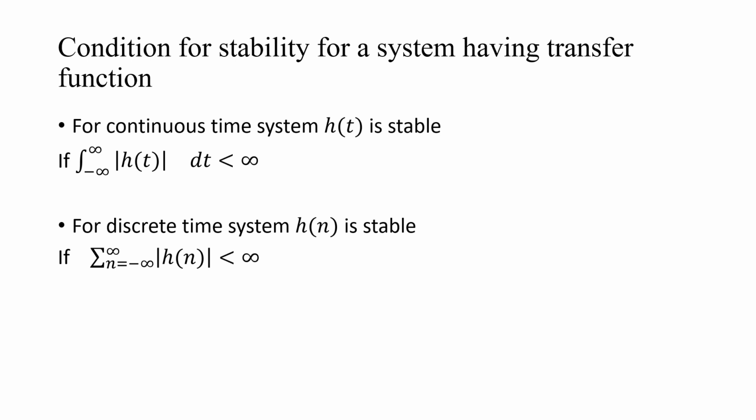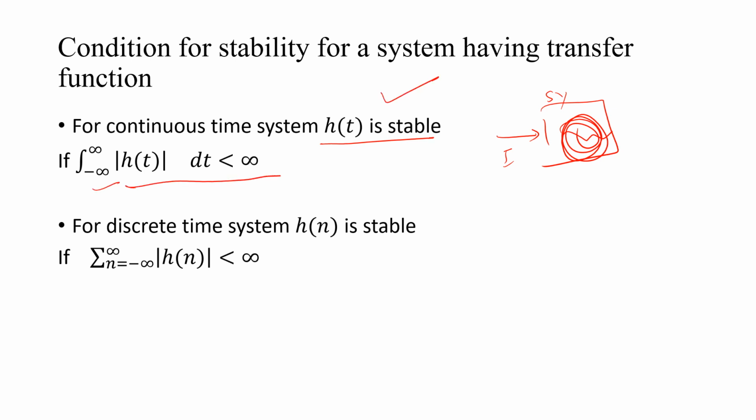So first, we can solve some questions. For that we have to say, for a continuous time system, what is the transfer function? We give an input to the system, and the system has some function that is called the transfer function. For a continuous time system, it is stable if the integral from minus infinity to infinity of |h of t| dt is less than infinity. For a discrete time system, it is stable if the summation from n equal to minus infinity to infinity of mod of h of n is less than infinity.